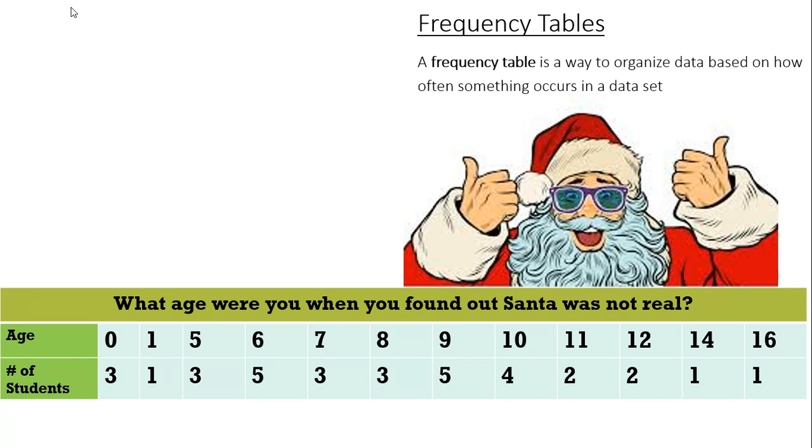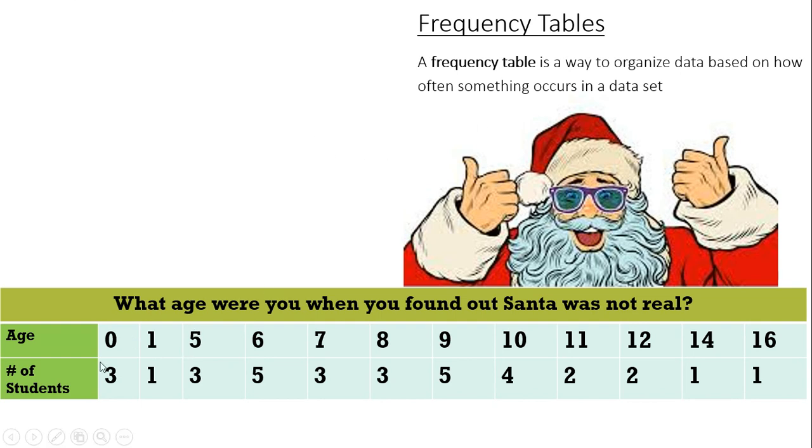So a frequency table is a way to organize the data based on how often something occurs in a data set. And this comes in super clutch when we start talking about finding a standard deviation, because it can be a real pain and the data sets can be super large. So for this particular data set, three students never believed in Santa Claus. One student was the age 1 when they realized that. One student was age 16, and so on and so forth.